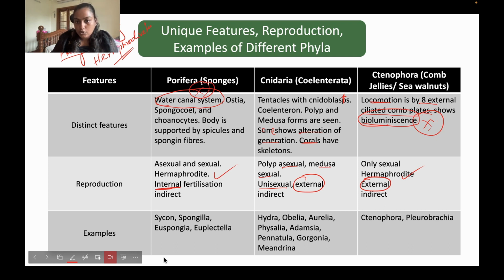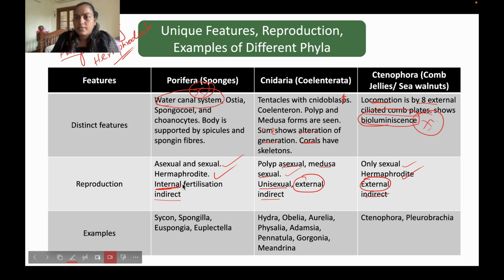Okay. Cool. And even in Annelida, you cannot say all are hermaphrodites. I will show you an exception there. But as of now, keep this in mind. Reproduction in Porifera is both asexual and sexual. Cnidaria: asexual and sexual. Polyp is asexual, medusa is sexual. Ctenophora is only sexual.